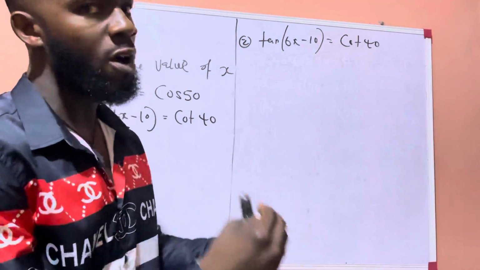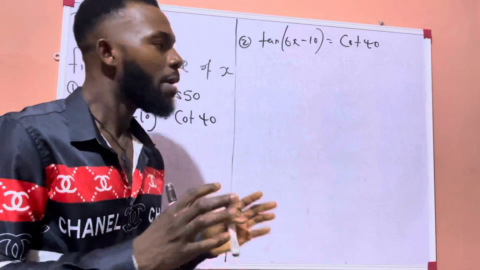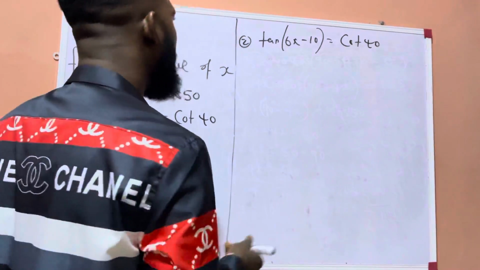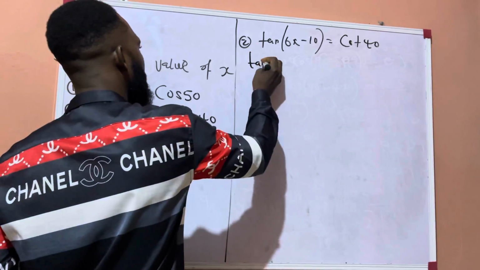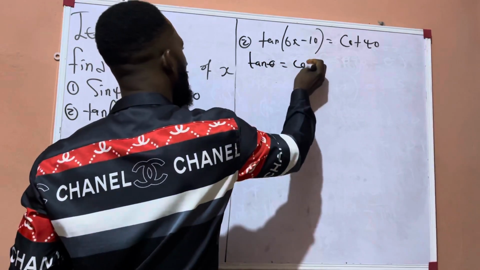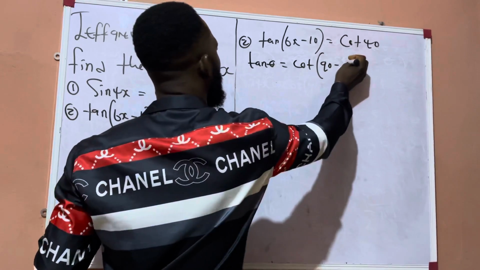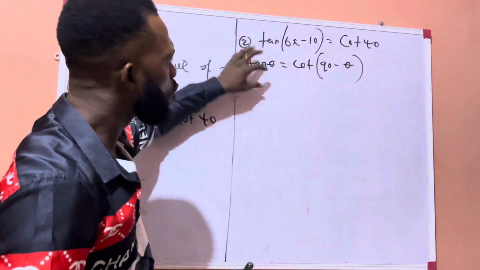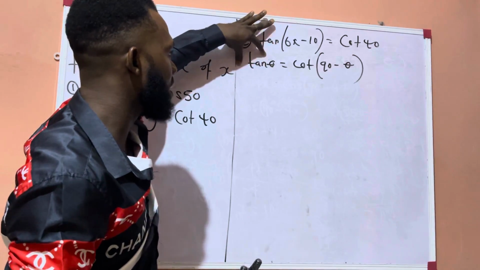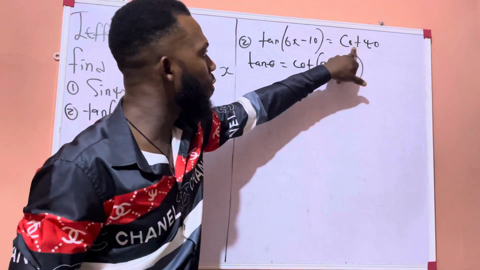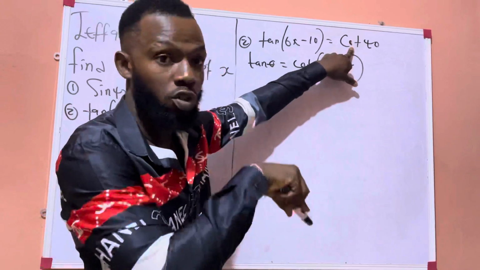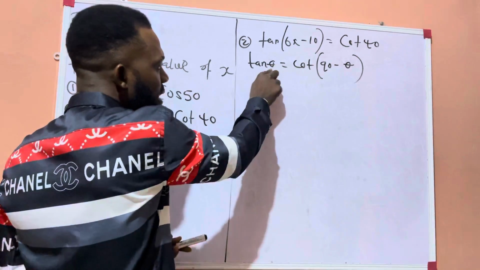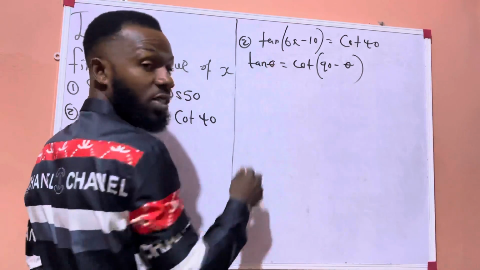Which formula are we using? We can't use formula 1 or formula 2. We can only use formula 3, because it is in formula 3 that we have tan and cot. Bringing out formula 3, which says tan theta is equal to cot of 90 minus theta. In this formula, we are to convert anything that is in tan to cot. I don't need to convert cot because it is already in cot, but I have to convert tan. So in this question, theta is 6x minus 10.